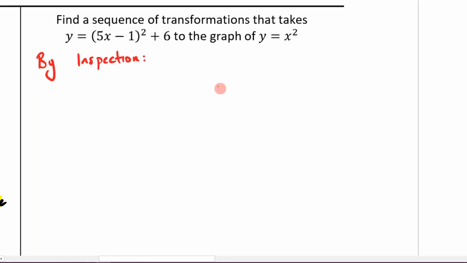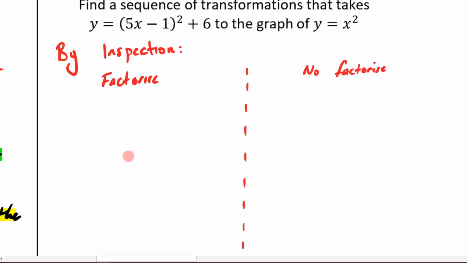So what I want you to do is split your page up. And on one side, we're going to factorize. And on the other side, we are not going to factorize. And you're going to be seeing which is easier. But remember, I wouldn't even recommend you do it by inspection to begin with, because it's just going to get a bit confusing. It's going to get quite confusing very quickly.